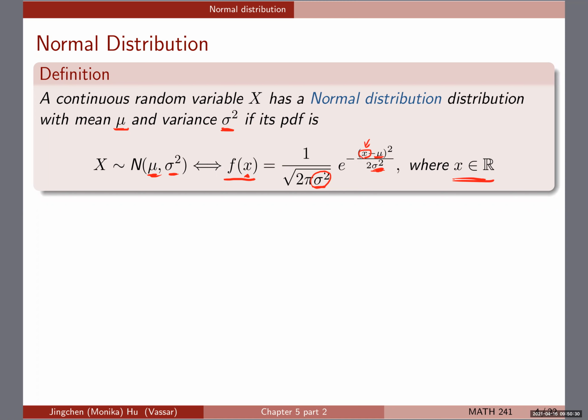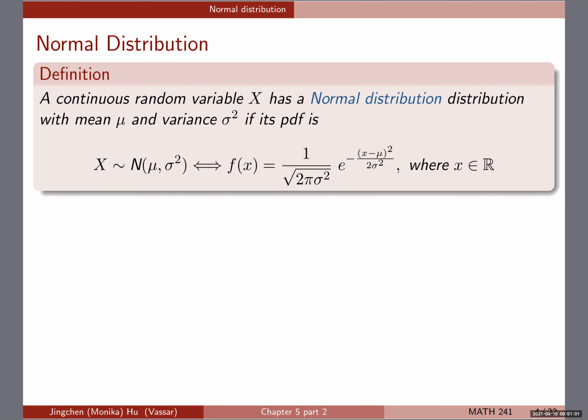Again, the PDF is not a probability itself. The PDF is only telling us how likely the random variable is to take a value around that point. And just as a quick review, for a continuous random variable, the probability of taking any particular value is always 0. But the PDF is telling us how likely it is to take values around that value.